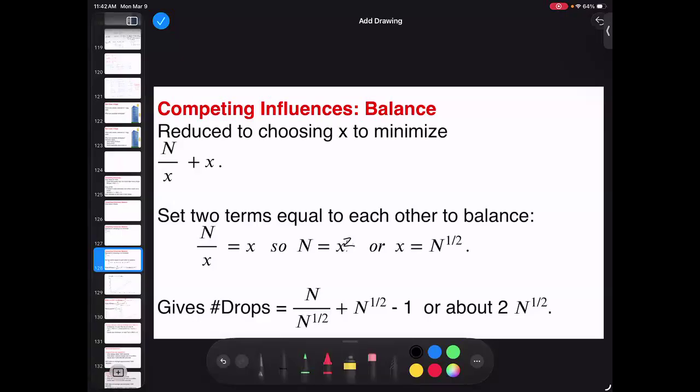And it's really important to emphasize exactly what we have not done. We haven't shown that the best strategy is to drop every x. And even assuming that dropping every x is best, we haven't shown that this is the best value of x to take. We've just shown if we take x to equalize the two competing influences, then we can do it in square root of n. We'll now show that this is actually the best.